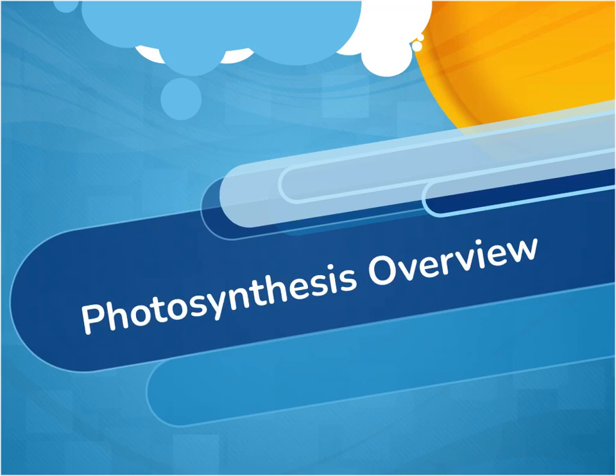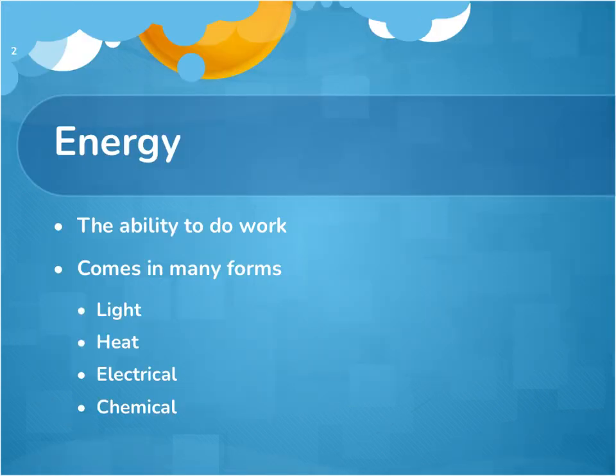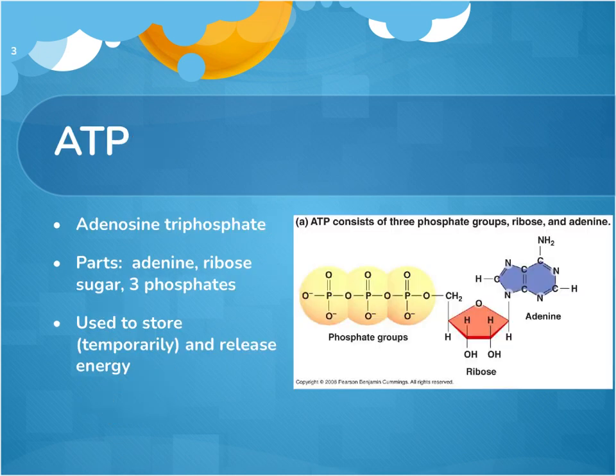Today we're going to talk about photosynthesis and give an overview of the process. Before we can talk about photosynthesis, we need to remember what the word energy means. Energy is the ability to do work, and it comes in many forms. So there's light energy, heat energy, electrical energy, and chemical energy, for example.